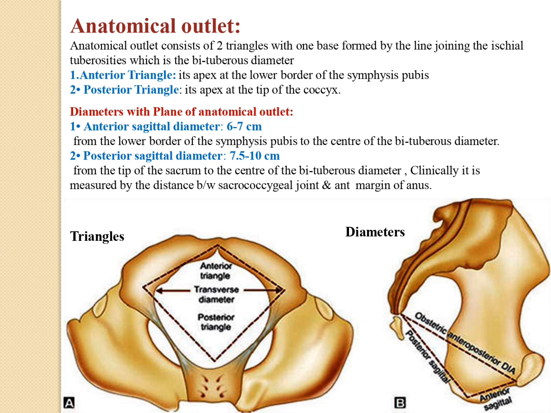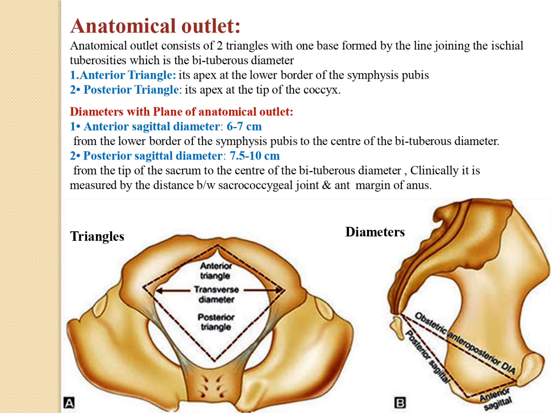Anterior triangle: the apex of the anterior triangle is at the lower border of the pubic symphysis, and the apex of the posterior triangle is the tip of the coccyx. Diameters with plane of anatomical outlet. Anterior sagittal diameter is measured from the lower border of the pubic symphysis to the center of the bituberous diameter, and it is 6 to 7 cm.